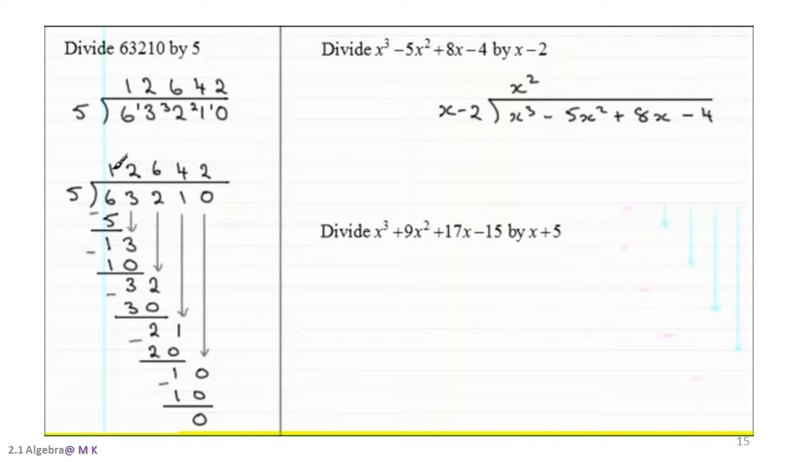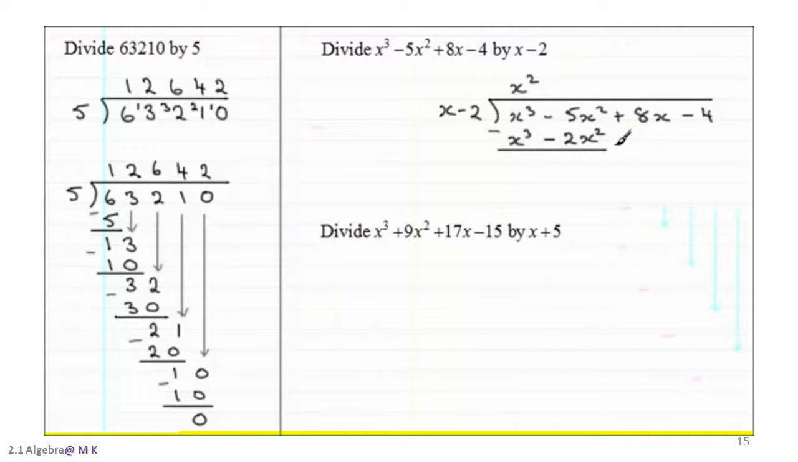And then remember, over here we did 1 times 5, and we wrote the answer down underneath here. Well, in this one, we just do x squared times x minus 2, and we write the answer underneath here. So x squared times x is going to be x cubed, and x squared times minus 2 is minus 2x squared. When we had done that, we subtracted to find out what the remainder was. So again, we now do exactly the same. We subtract.